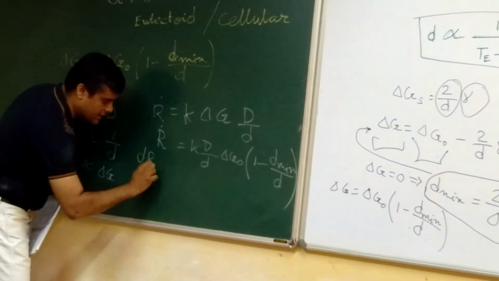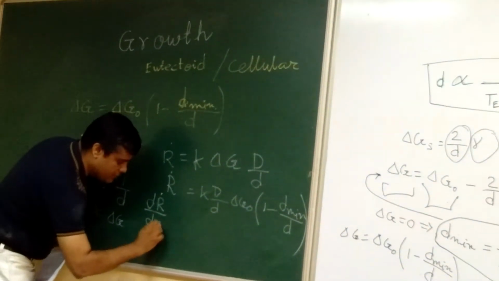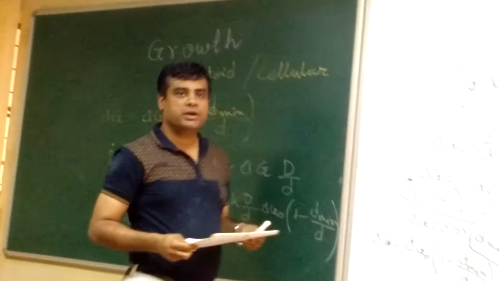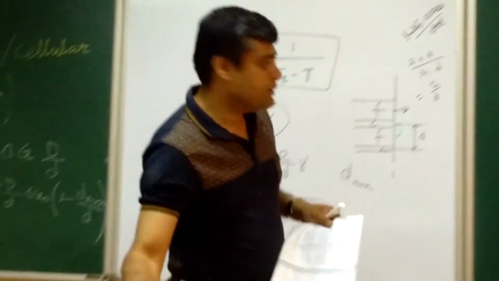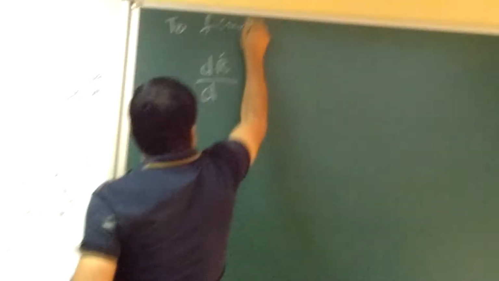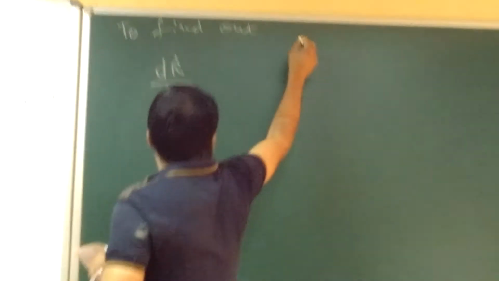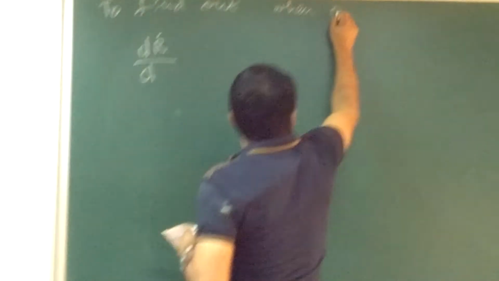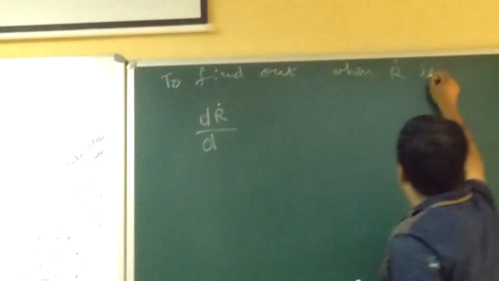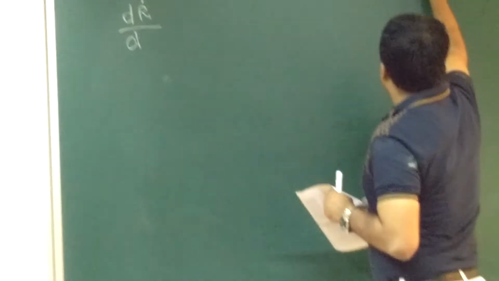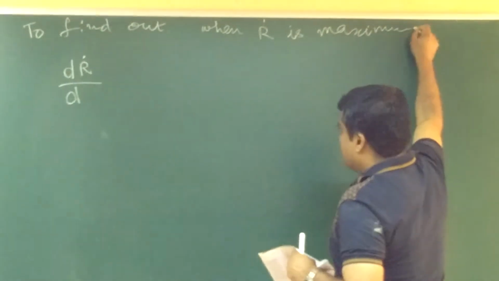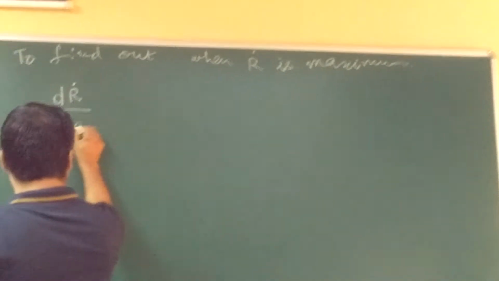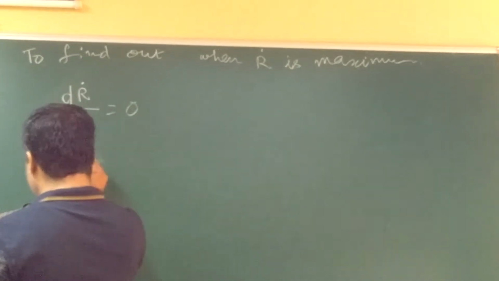You just take dr dot by dd equal to 0 on this expression. You do it in your notebook and tell me. When r dot is maximum, that is, the growth rate is maximum. You are getting?